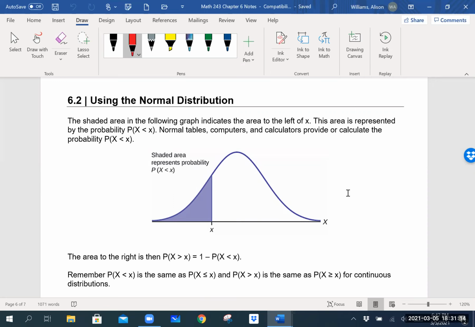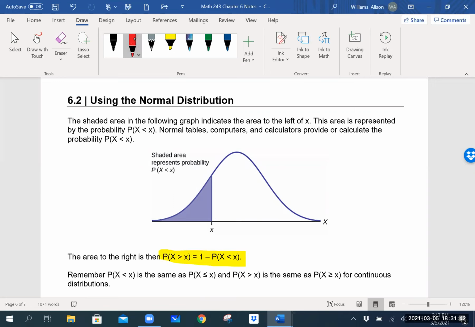Now, to actually find these probabilities, you'll either use a table, a computer, or a calculator. We're going to use tables, and if you take the next class, we will use the computer also to do some of those calculations. If you want to find the area to the right, we're going to actually have to take the complement. That's what this statement down here says. So we would do 1 minus the area to the left.